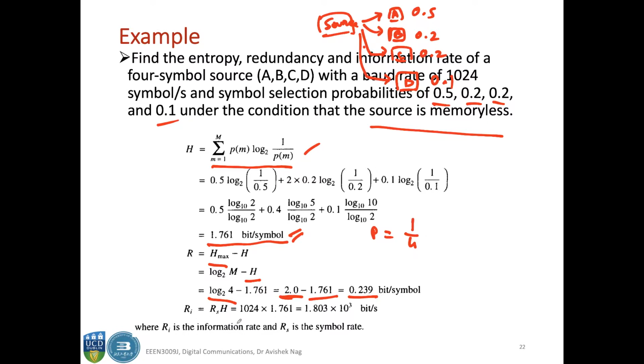The information rate is basically the baud rate times the entropy. So 1024 symbols per second multiplied by 1.761 bits per symbol will give you 1.8 kilobits per second. So this is your information rate.